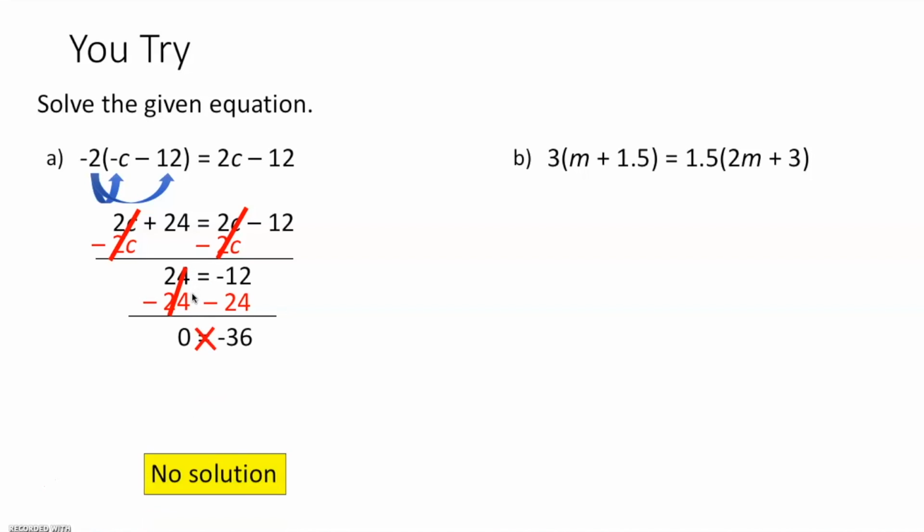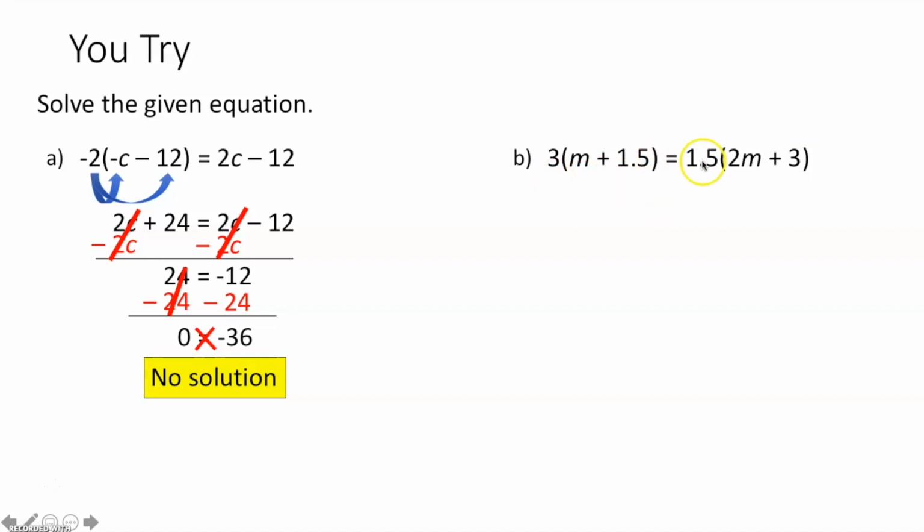So therefore, your answer is no solution. On this side, simplify, move, solve. Can I simplify this? Not inside the parentheses, but I can distribute the 3. Can I simplify this? Well, not inside the parentheses, but I can distribute that 1.5. So I'm left with, when I distribute, 3m plus 4.5 is equal to 3m plus 4.5.